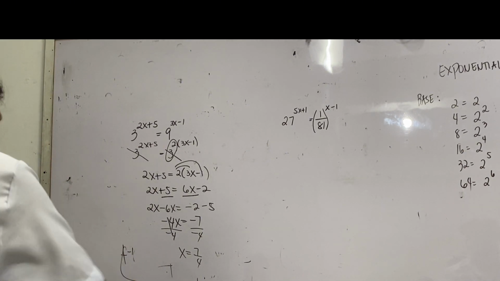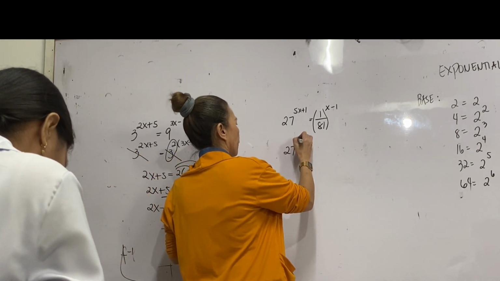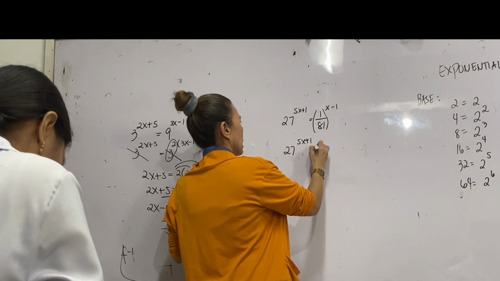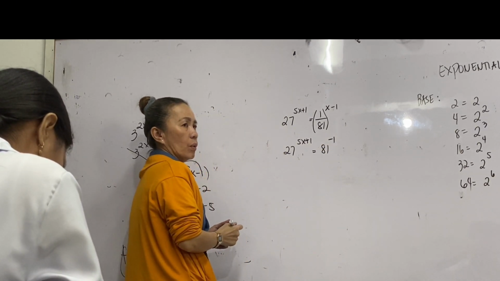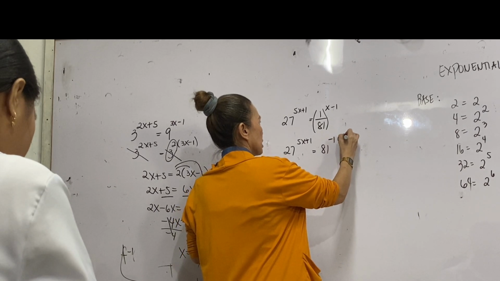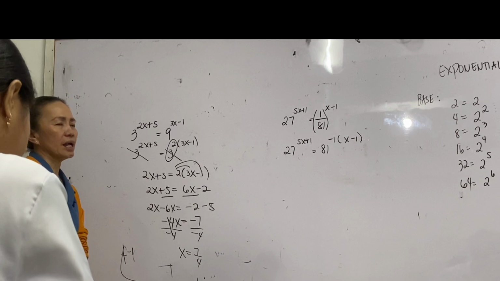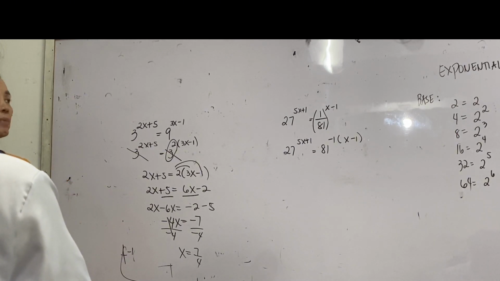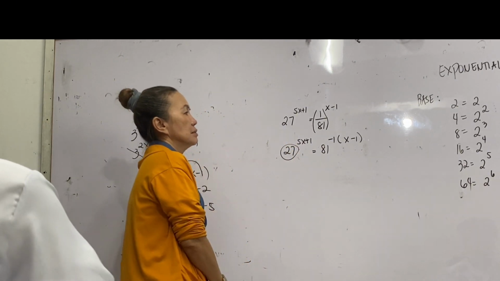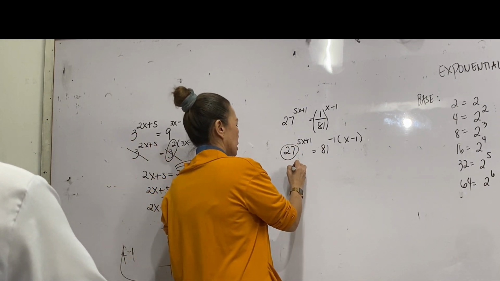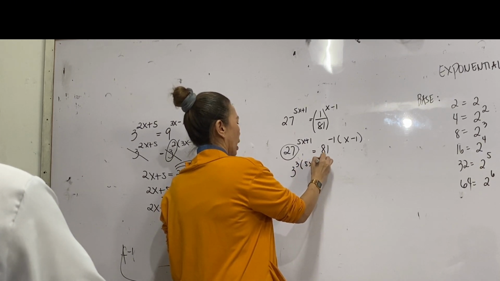So we have 27 raised to 5x plus 1. Ito, gagawin muna natin siyang 81 raised to negative 1, tapos times x minus 1. Tapos anong gagawin natin? Saan sila mag-meet na base? Base 3. So 27, papalitan natin ng 3 raised to 3. So 3 raised to 3 times 5x plus 1.